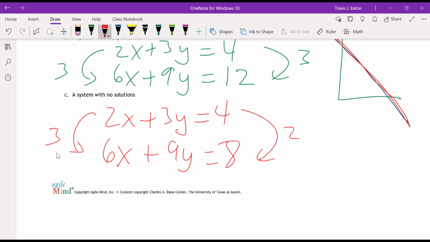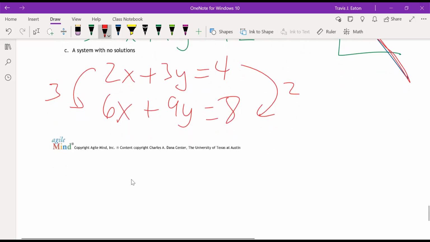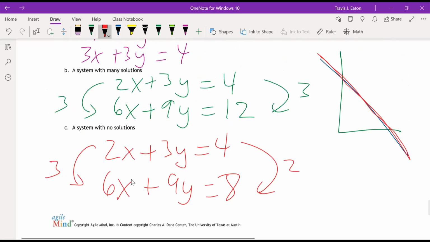Multiply one side by one number and the other side by any other number, and there will be absolutely no solution because all I've done is produce two parallel lines. It's as easy as that, folks. You can do this. All right. So let me stop the recording here.